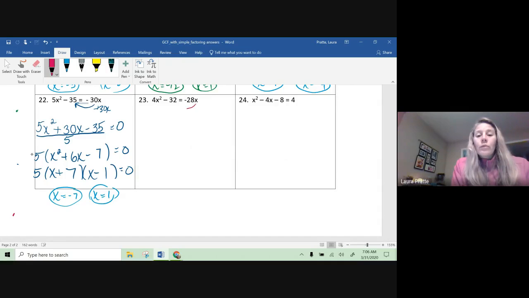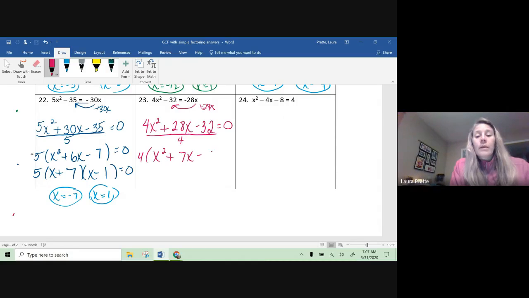So this one, again, we're moving that 28 over. So when we move that 28 over, we're going to be adding it. And it's going to go in the middle because it's the x term. So we want to make sure that we always have it in order, x squared, then the x, then the constant. Now we want to divide all that by 4, because that was the number in the front there. X squared plus 7x minus 8.